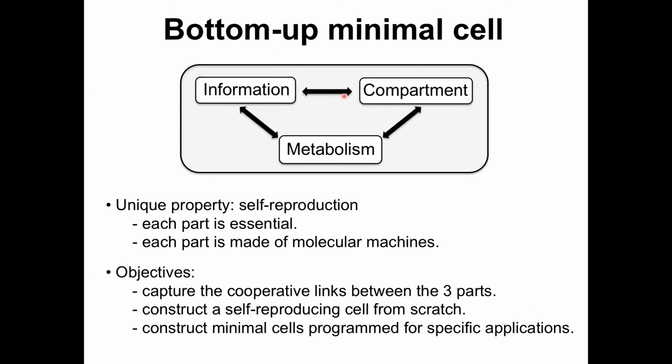We think that removing information at the beginning, millions or billions of years ago, just with compartment and metabolism, is a possibility, that the first cells emerged just with compartment and metabolism. There's no proof of that. It's just an idea. But right now, each part is essential. You need information, compartment, metabolism, and each part is made of molecular machineries.